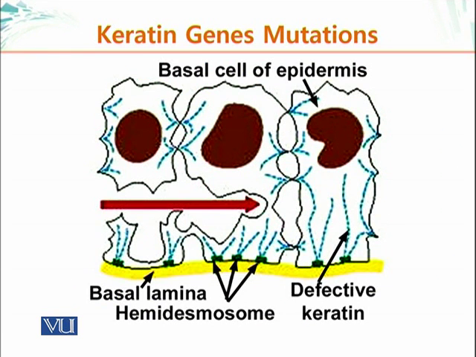This is what happens. This is a diagram of what happens. So basically, when stress is applied, force is applied in this direction, the intermediate filaments whose job is to provide structural strength, they break. When they break, the cells come off, as you can see here, and that loss of cell basically results in formation of different blisters. So these are the defective keratin filaments. And keratin, as we have said, is a type of intermediate filament.